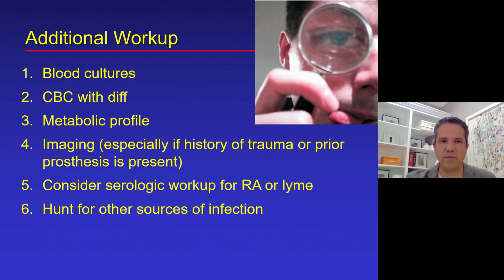What would that include? Well, in someone where there's a concern of infection, blood cultures, you're obviously going to do your standard peripheral workup, peripheral blood workup. You could do some imaging, especially if there's a question of trauma. And then sometimes you dig a little deeper, start doing a serologic workup or hunt for other sources of infection if someone does have a septic joint.